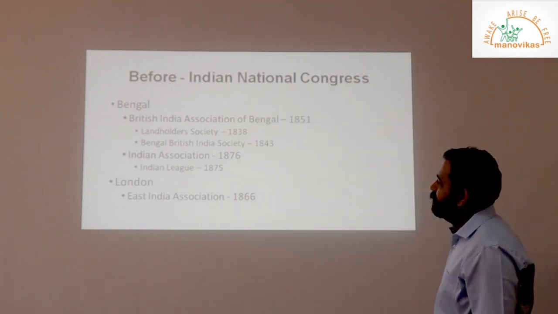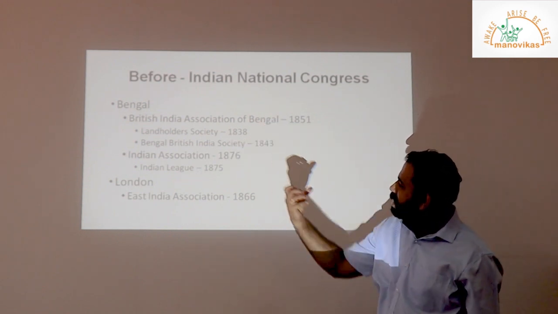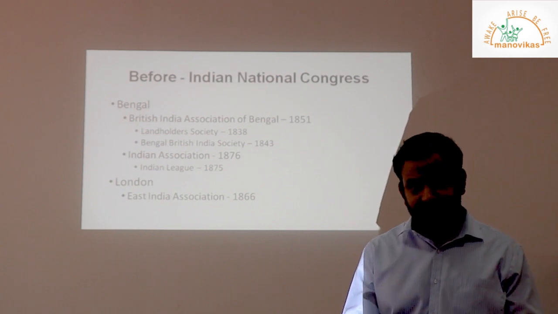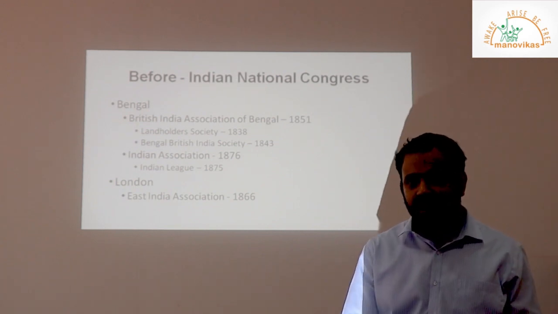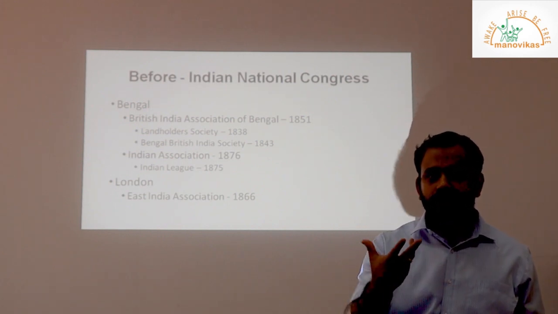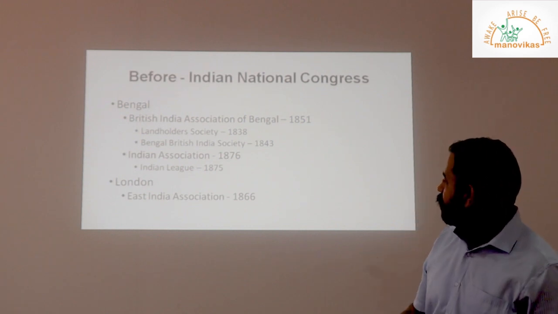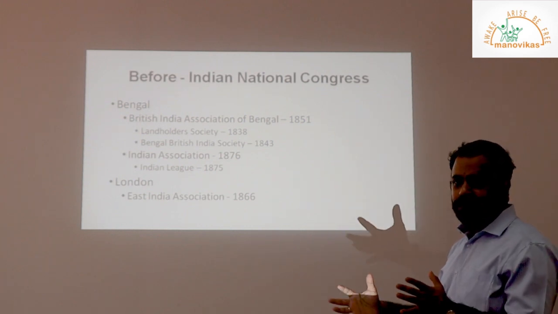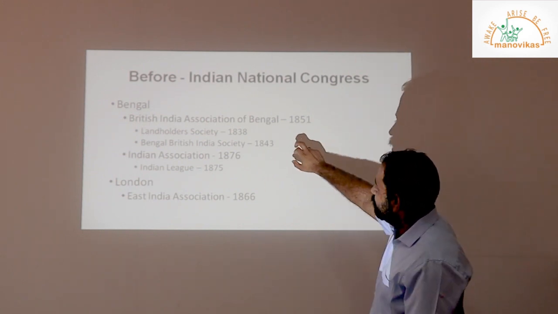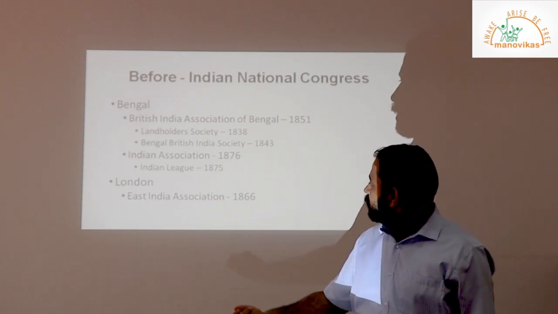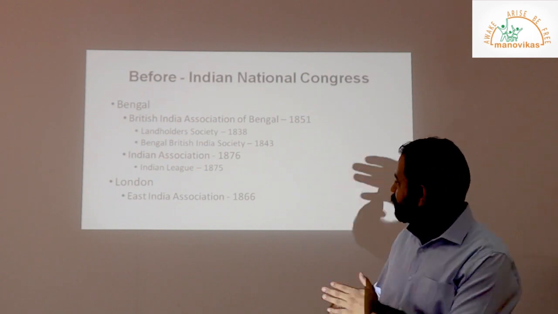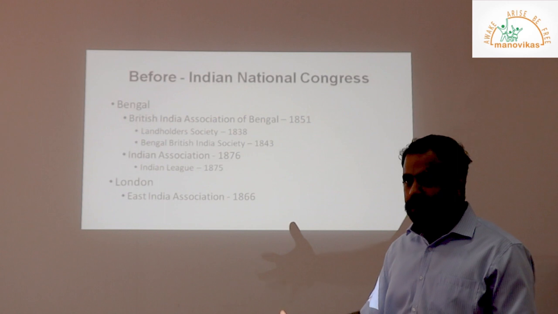When we speak about Bengal Presidency, in 1838 we had the Landholders Society, where landholders from Bengal Presidency, which is modern-day Bangladesh, Bengal, Odisha, and even Bihar, which includes Jharkhand, got together if they had any problem against the British. In 1843, for common people, the Bengal British Indian Association was formed. They did the same thing as the landholders group, but for the common people.